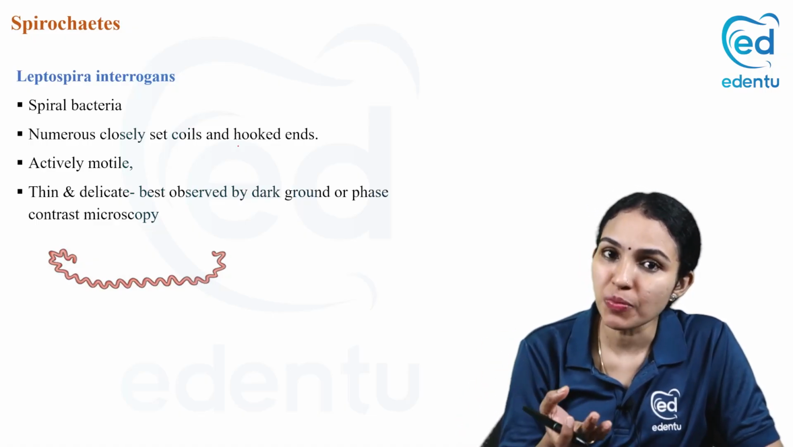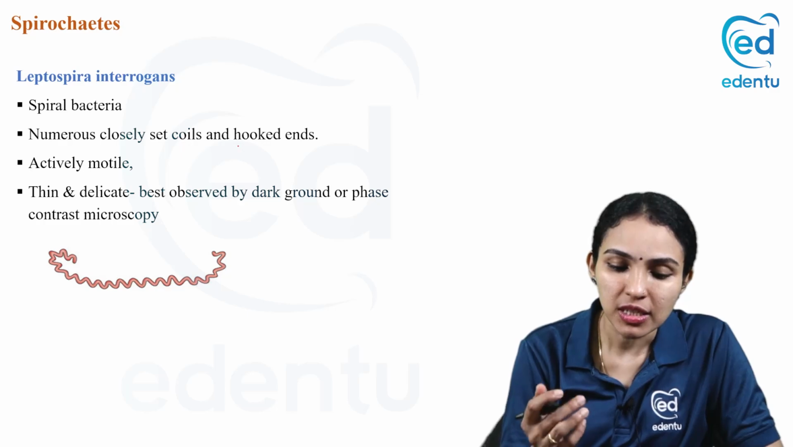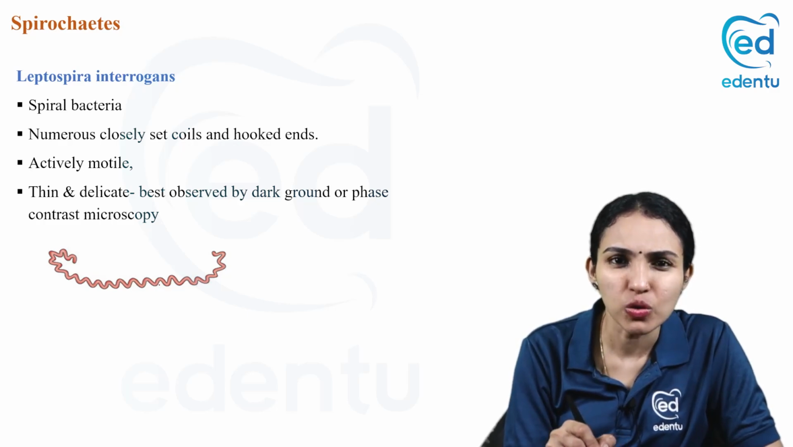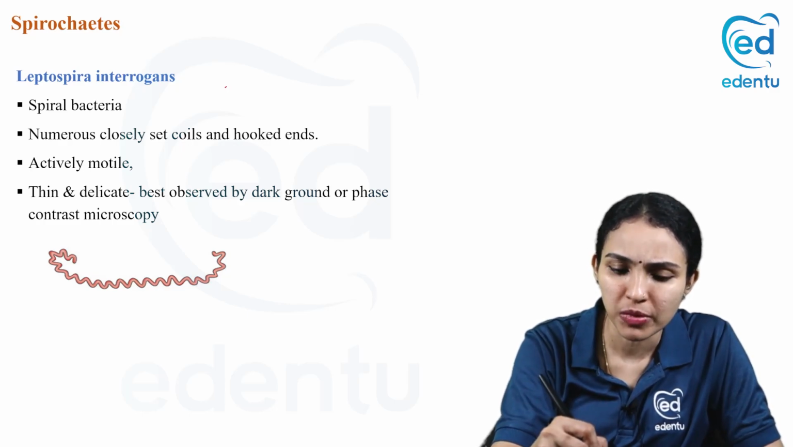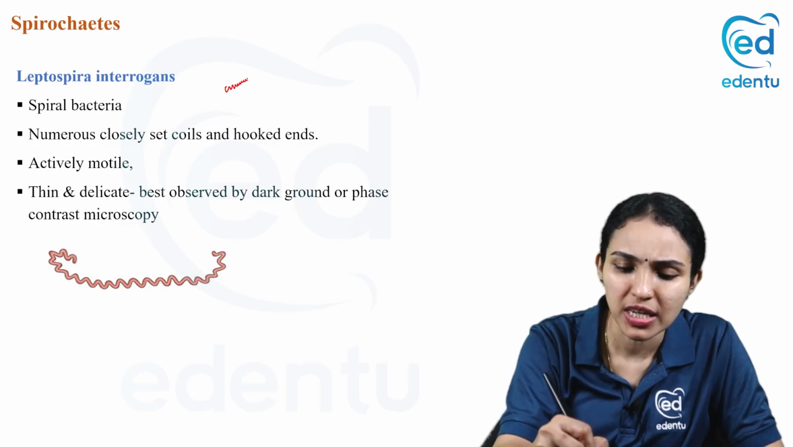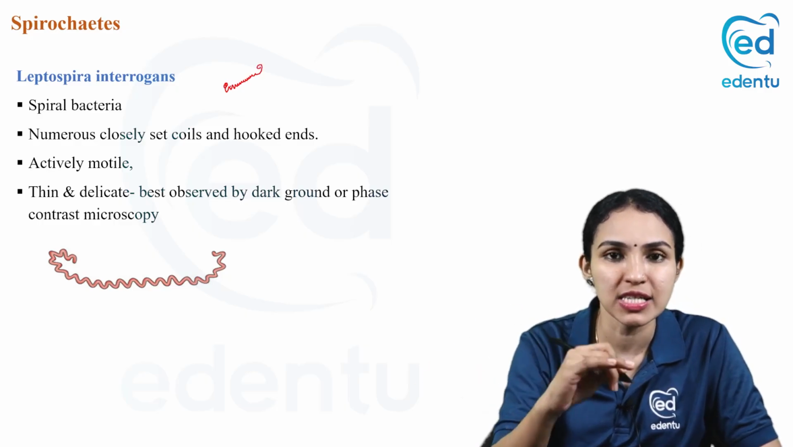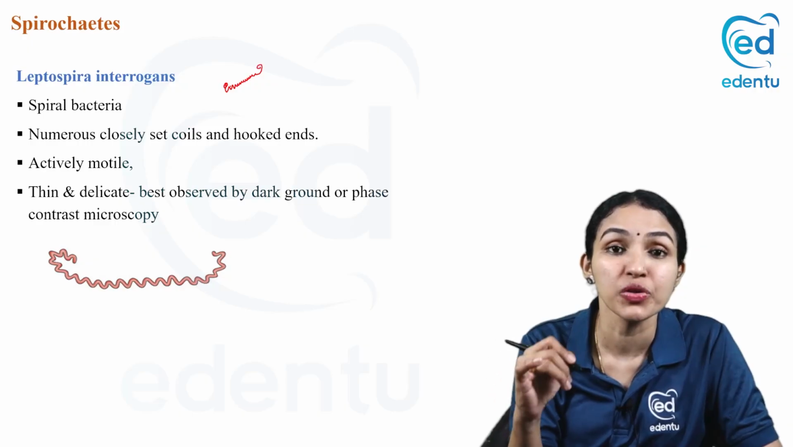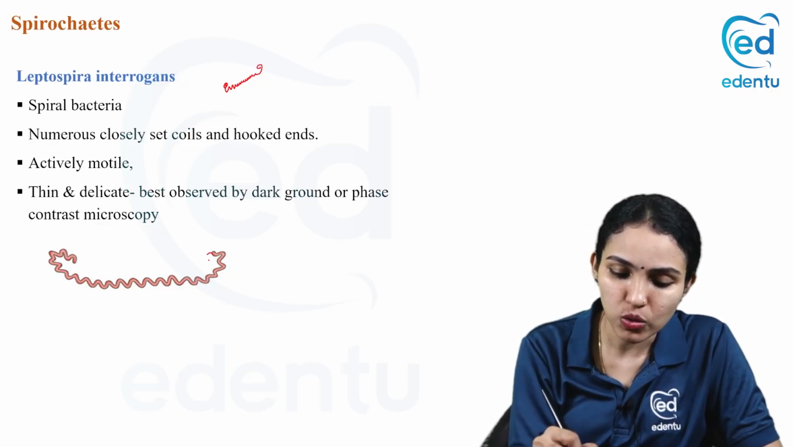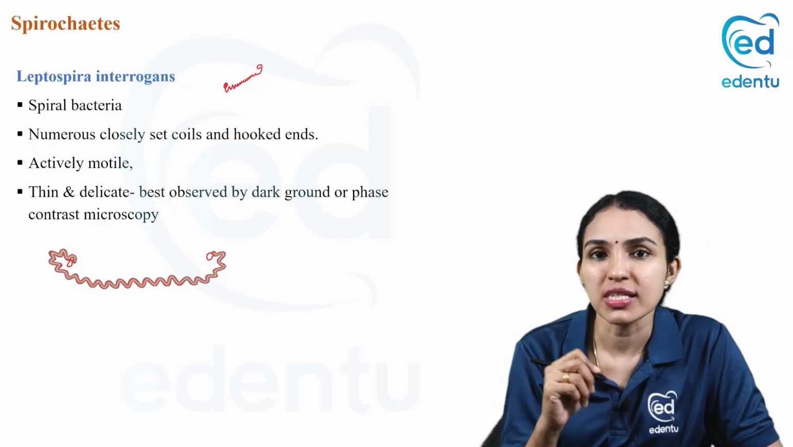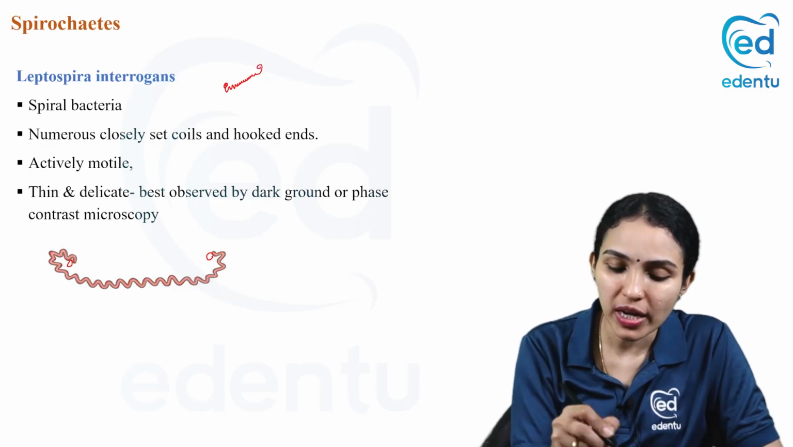This one is also a spirochete. It's a spiral bacteria, but you can see the coils are very closely set, not like Treponema or Borrelia. Here it has very close spirals with hooked ends at either end. It will look like umbrella hooks, with hooked ends at both ends. So that is Leptospira. They are also actively motile.